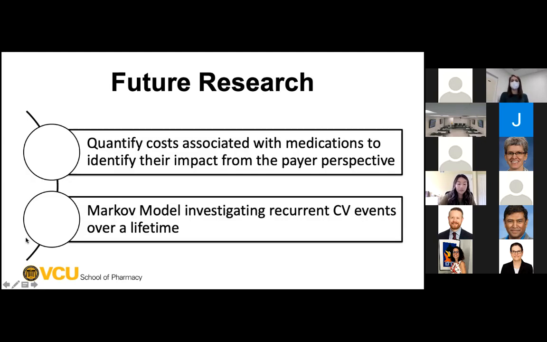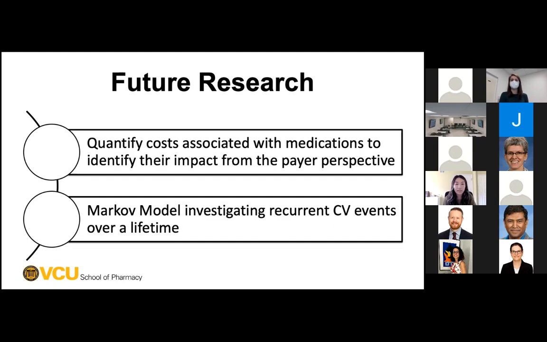And then for future research, we can quantify the costs associated with medications to identify their impact from the payer perspective. So the cost benefit of PPCCM with the addition of hypertensive medication costs should also be explored. Different CV outcomes can result in additional hypertensive medications, which can then impact the cost from the payer perspective. And also a Markov model investigating recurrent CV events over a lifetime. So our study was only designed to evaluate the first occurrence of a CVD and or death. Therefore, future research that includes a Markov model investigating recurrent CV events could be conducted.